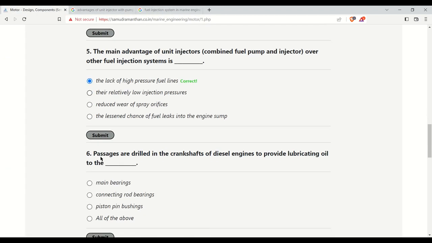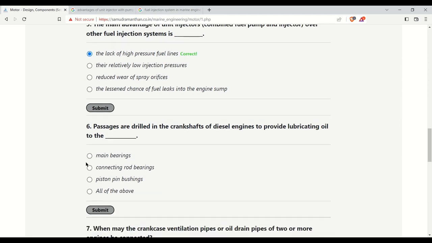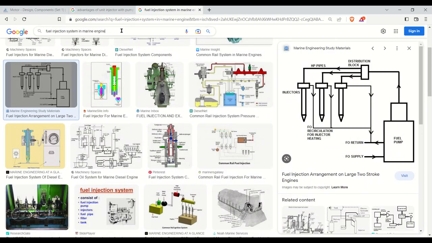Now let's move to the next question. Passages are drilled in the crankshaft of the diesel engine to provide lubricating oil to the main bearings, connecting rod bearings, piston, bush bearings, all of the above. It should be all of the above. There is a passage built inside the crankshaft. Okay, let's see.